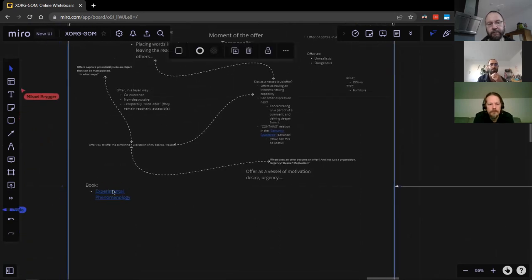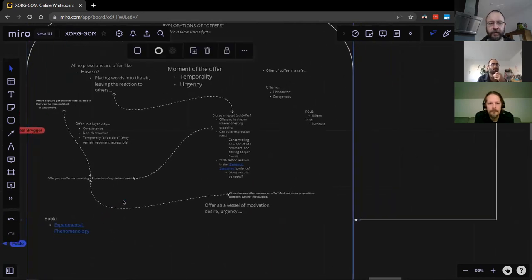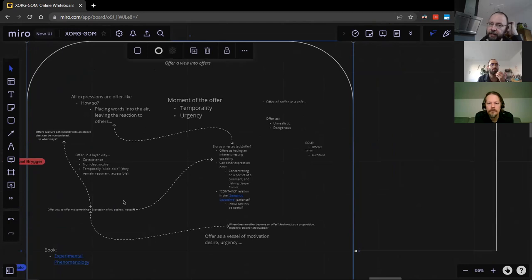To highlight another example, there is a book in the dungeon, but it's a link to an actual book, the experimental phenomenology, and so on and so forth. Anything you would like to add, Pablo, to this summary? I think it was quite a good summary.